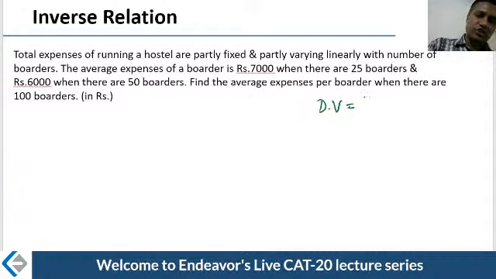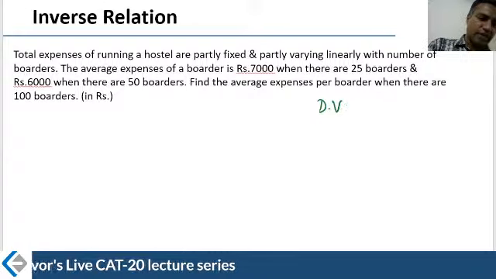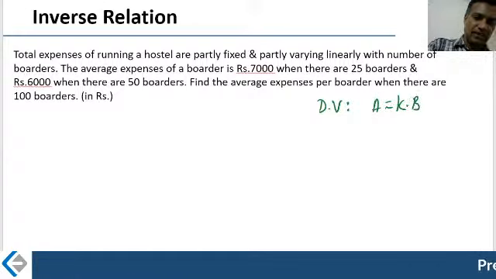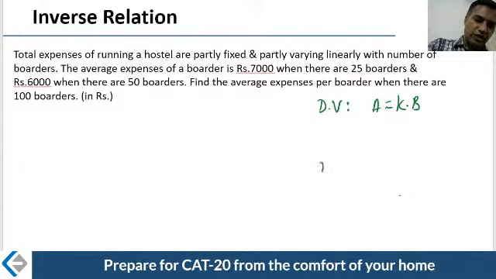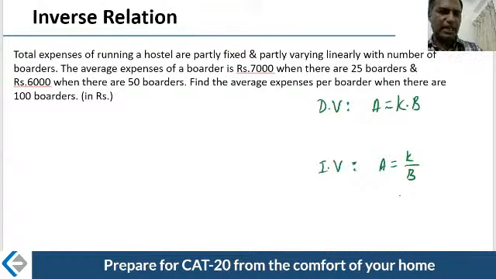Direct variation is nothing but A is equal to K times B. That's a direct variation. What is inverse variation? You wrote A is equal to K divided by B. That is K into 1 by B, nothing but K divided by B.